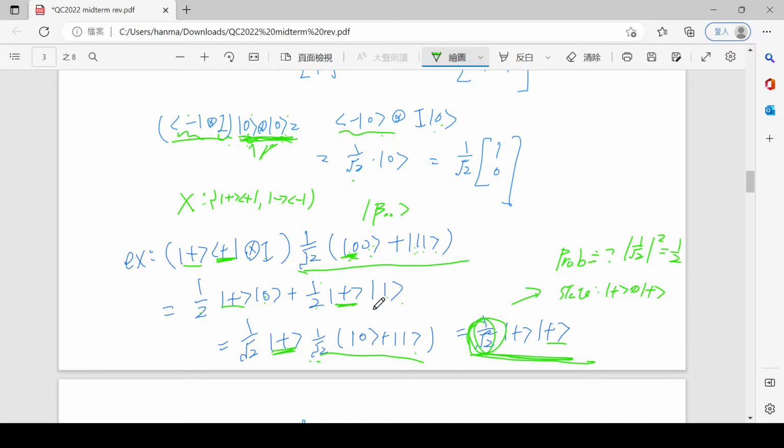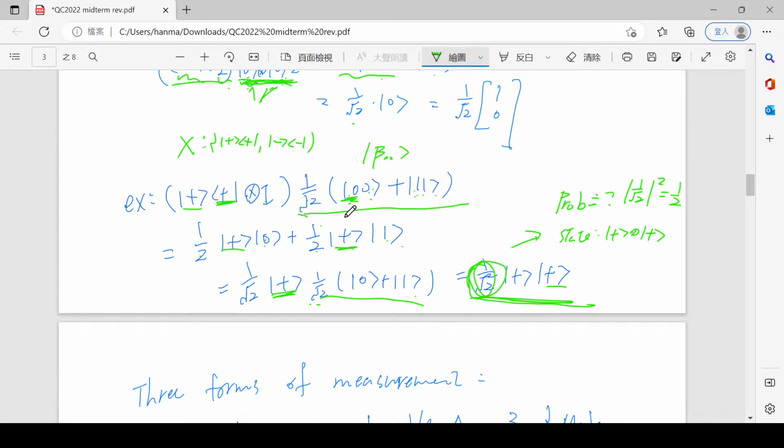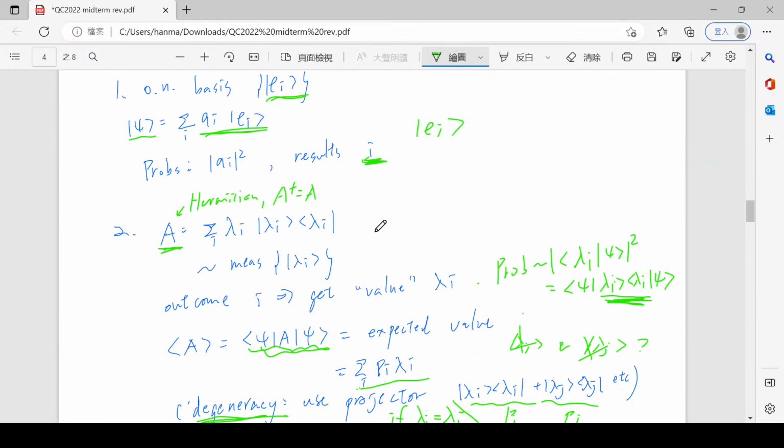Okay. So any question on doing measurement? There will definitely be more than one question on this in the midterm. So make sure you are familiar with this stuff. Okay, question.